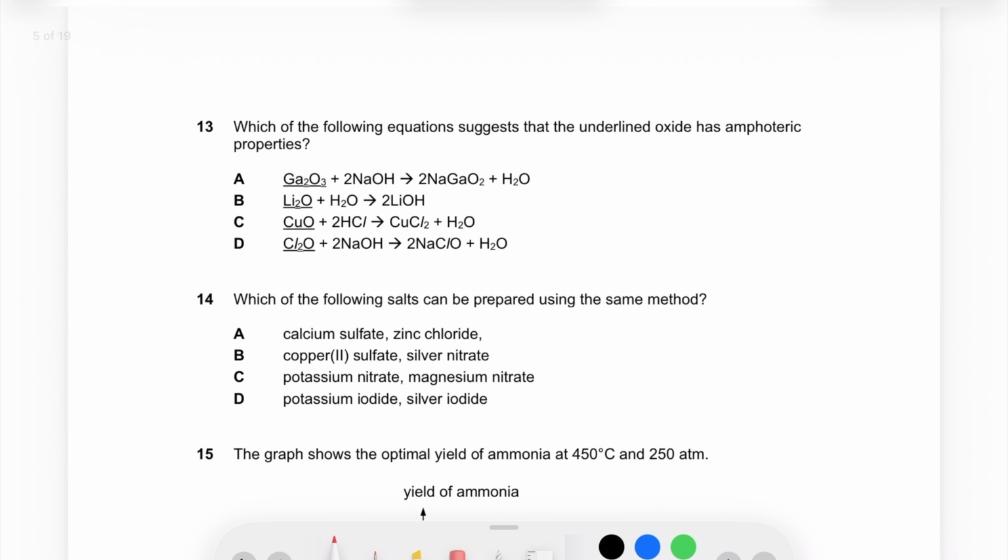Question 13. Which of the following suggests that the underlying oxide has amphoteric properties? So amphoteric oxides are metal oxides, or metallic oxides. They can react with both acids and bases. But basic oxides are also metallic oxides.